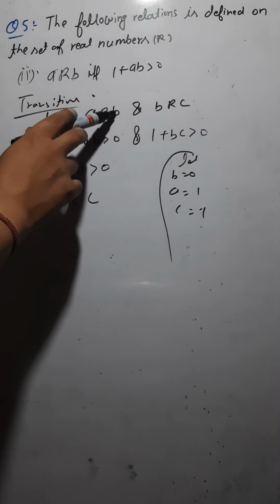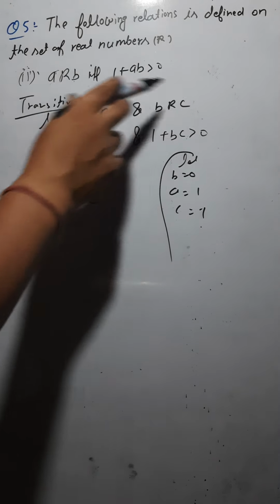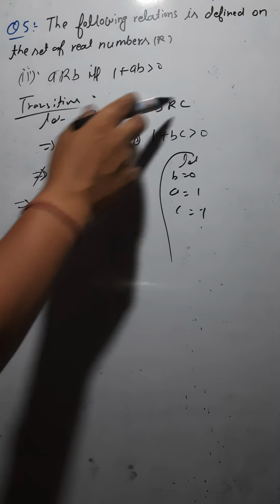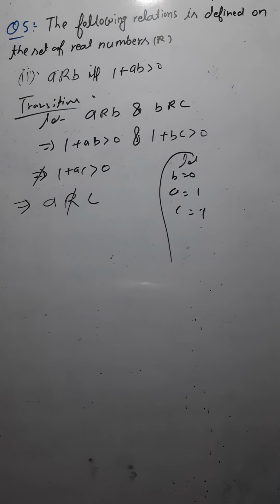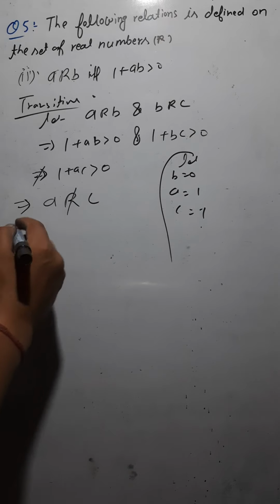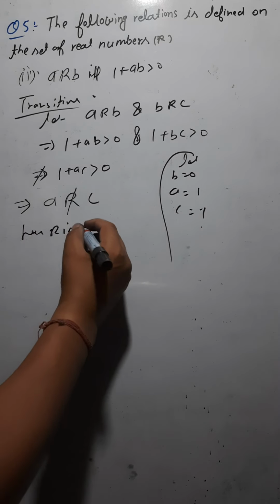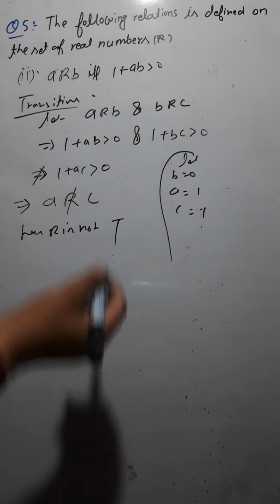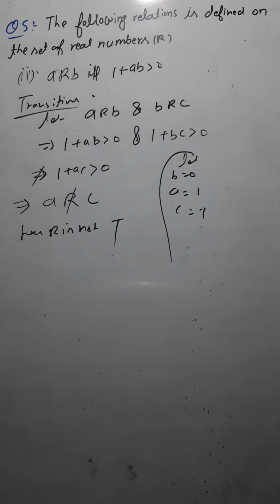If a is related to b and b is related to c, then first and last means a is not related to c here. So hence the given relation is not transitive. Hence R is not transitive. Just note it down.